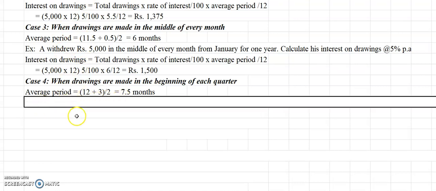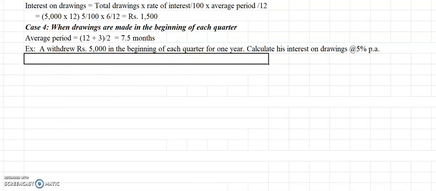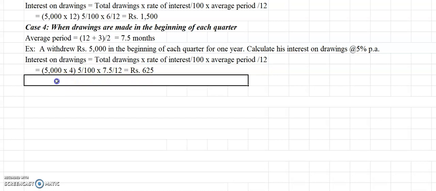See the equation, see the example here. A withdraws 5,000 in the beginning of each quarter. So in that case, the equation we are writing, then substituting, 5,000 into 4 into 5 by 100 into 7.5 by 12, that is 625, the interest on drawings in this case.